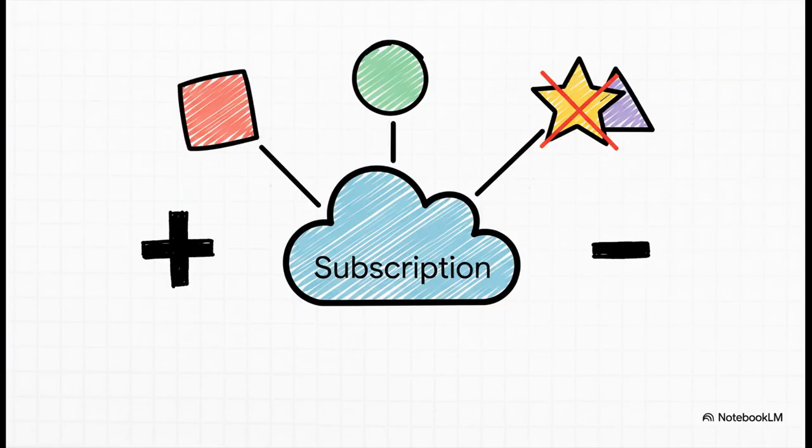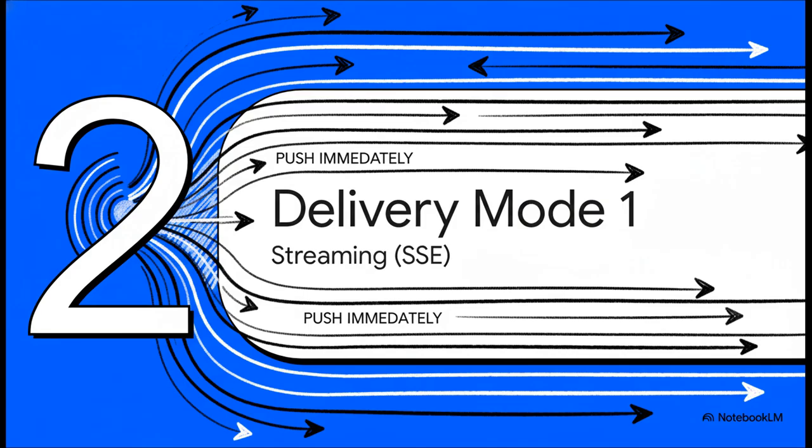And this whole thing is super flexible. That registration step, it's additive. What that means is you can add more elements to your subscription later on, or even remove some, all without having to tear the whole thing down and start over. Pretty neat. All right, let's dive into that first delivery mode, streaming.